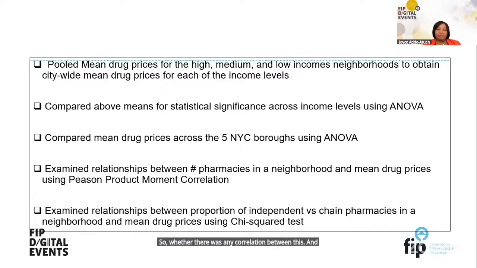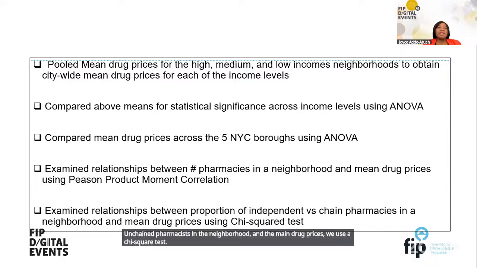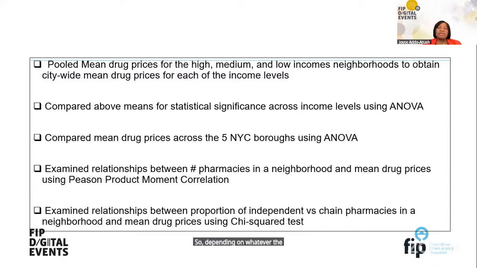And then in terms of the relationship between the proportion of independent unchained pharmacies in the neighborhood and the mean drug prices, we used a chi-square test. So depending on whatever questions you are asking in a research, you may use different statistical methods in the same research because you want to answer the different questions. So that's what I wanted to let you understand, that you may not use just one statistical method in a research.